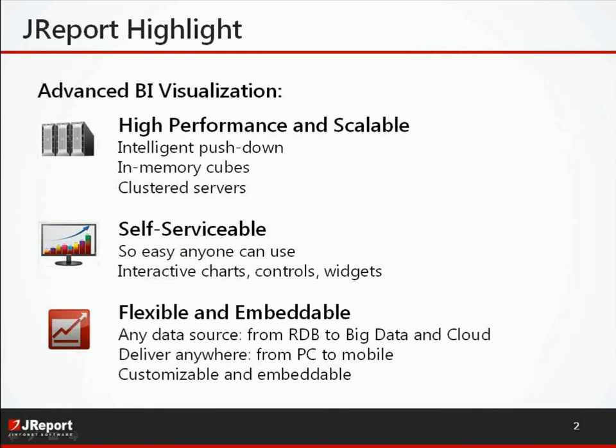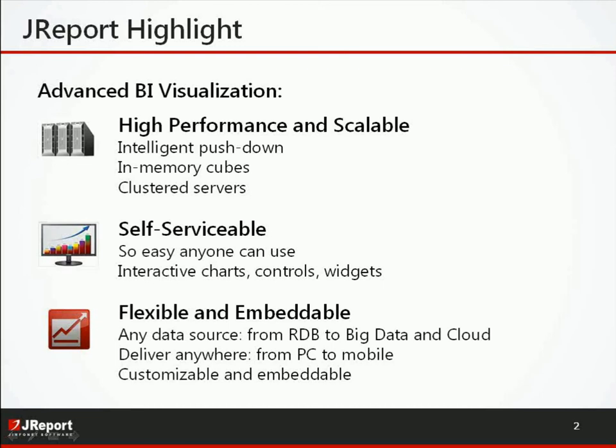JReport is an advanced BI visualization platform, and the way we accomplish this is through three key areas. High performance and scalability. So first, intelligent push-down technology. This gives you the ability to offset query processing to your database, which lets the database handle computations and push back aggregation result sets, which are then stored in in-memory cubes, and allows you to access your data a lot more quickly. And this really shines in visual analysis, which we'll show you a bit later. It's our new product, which takes full advantage of in-memory cubes.